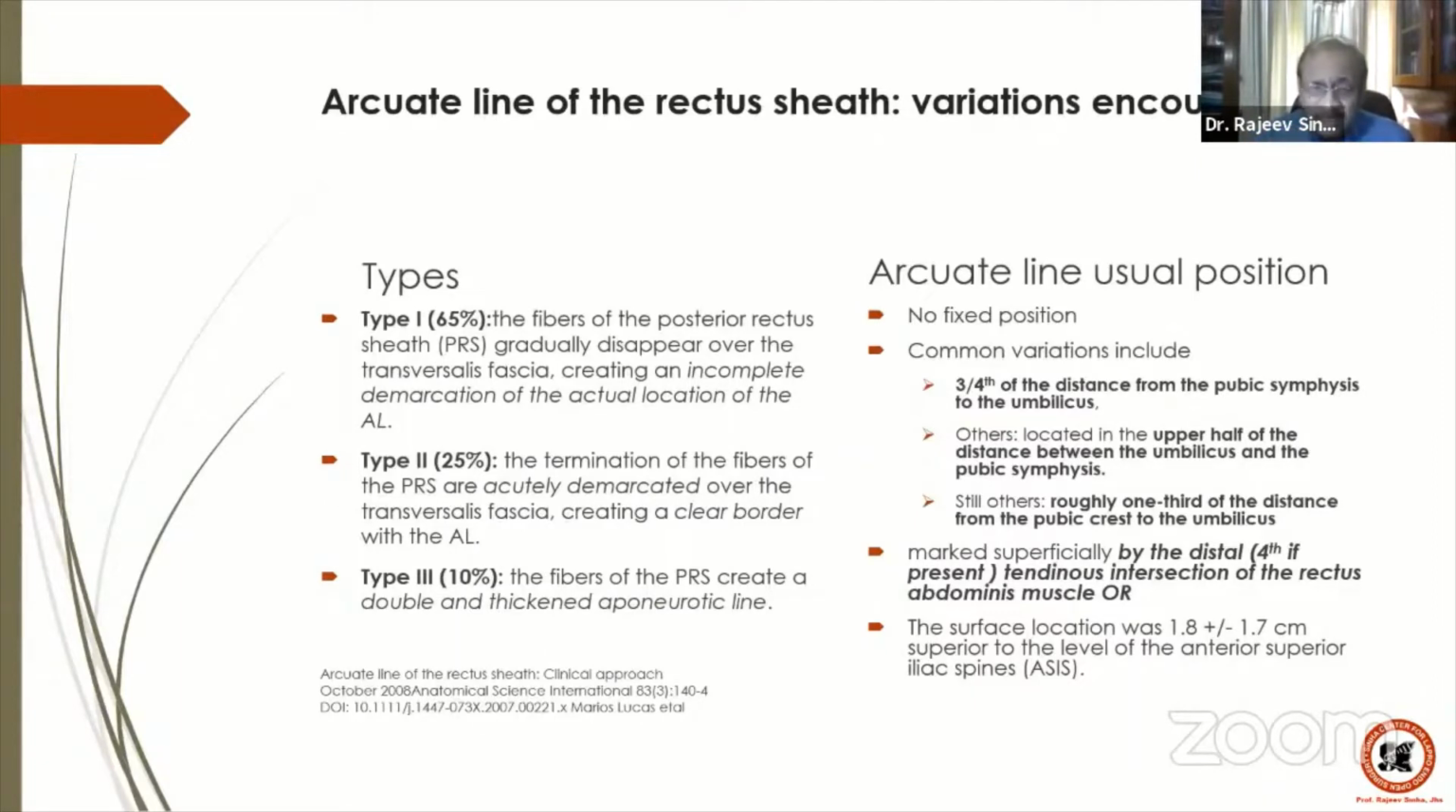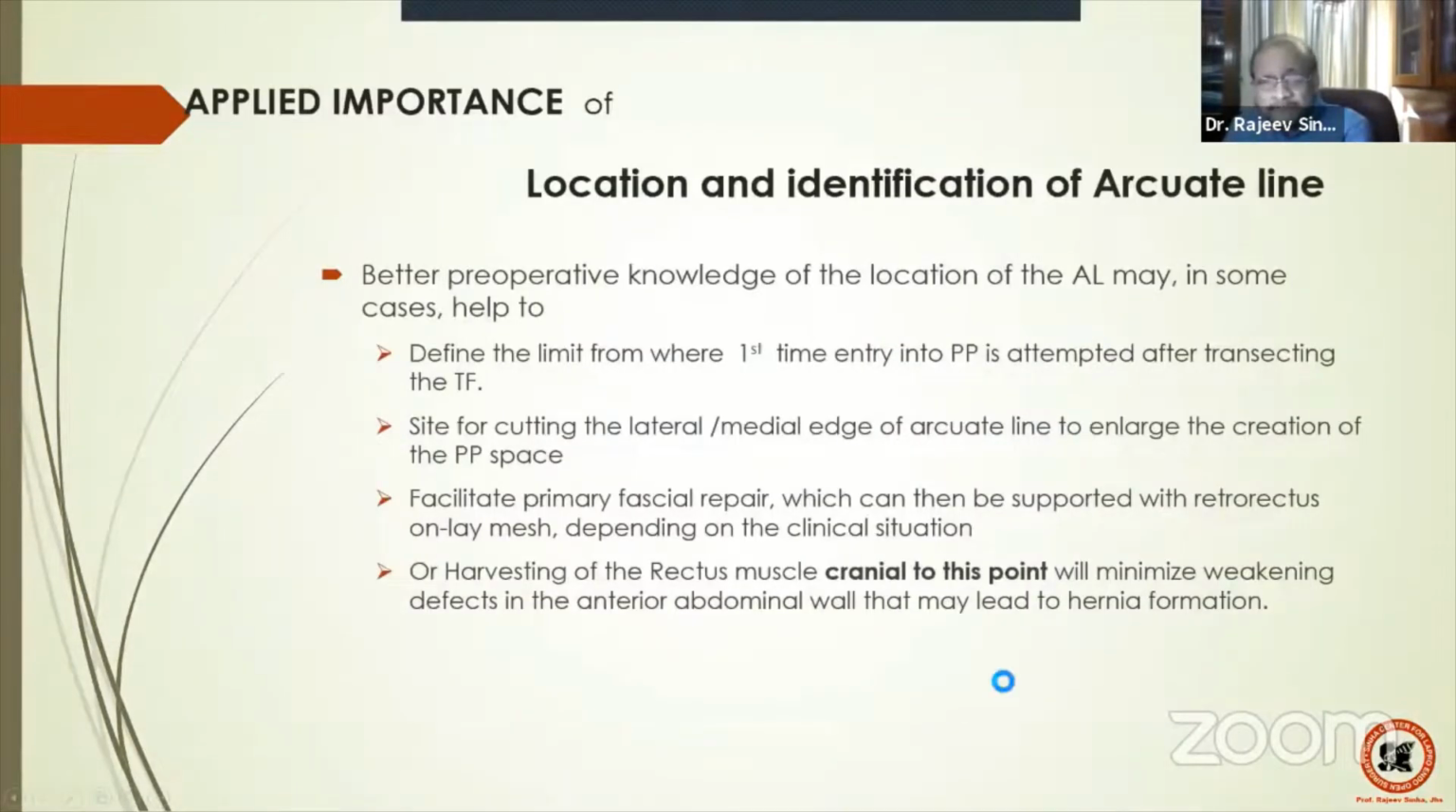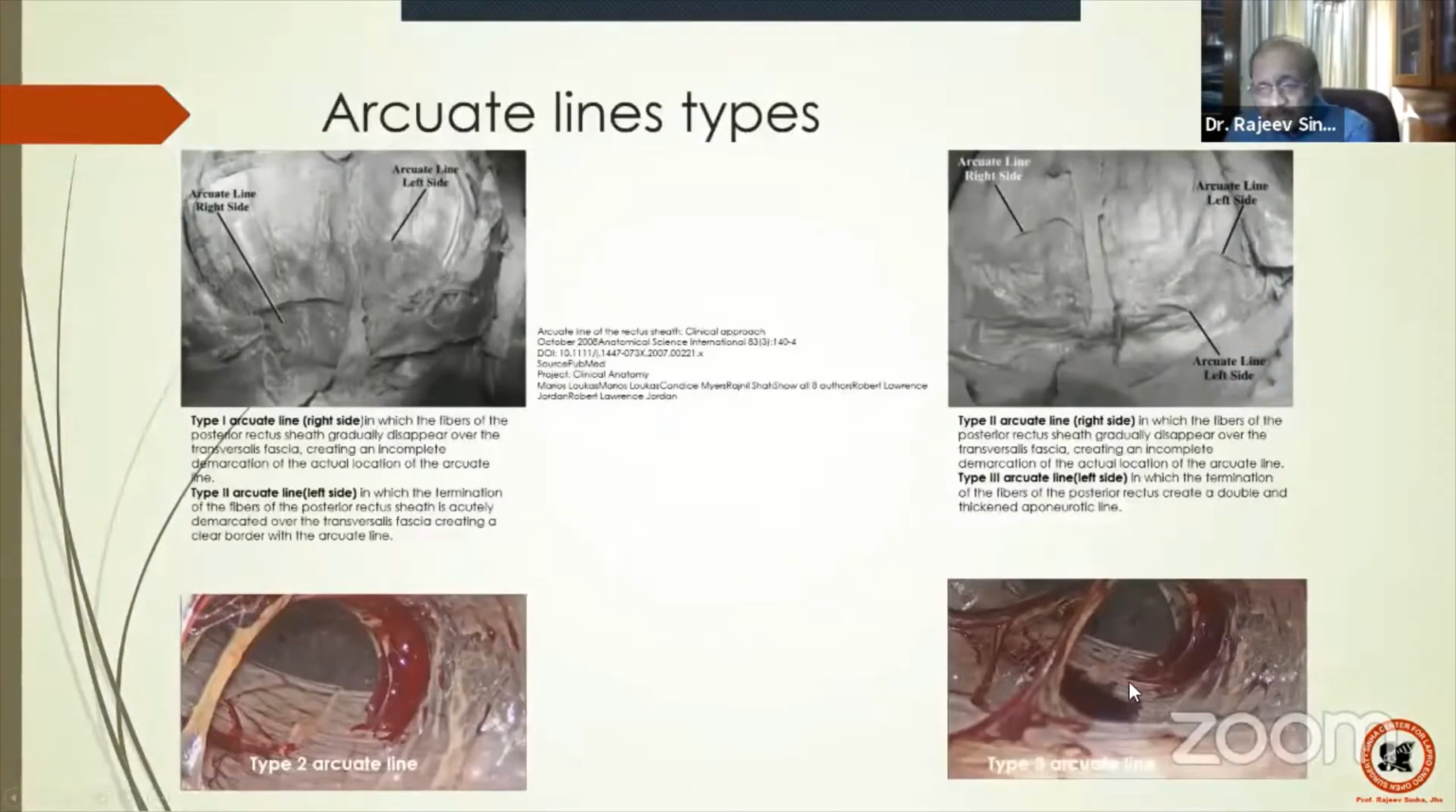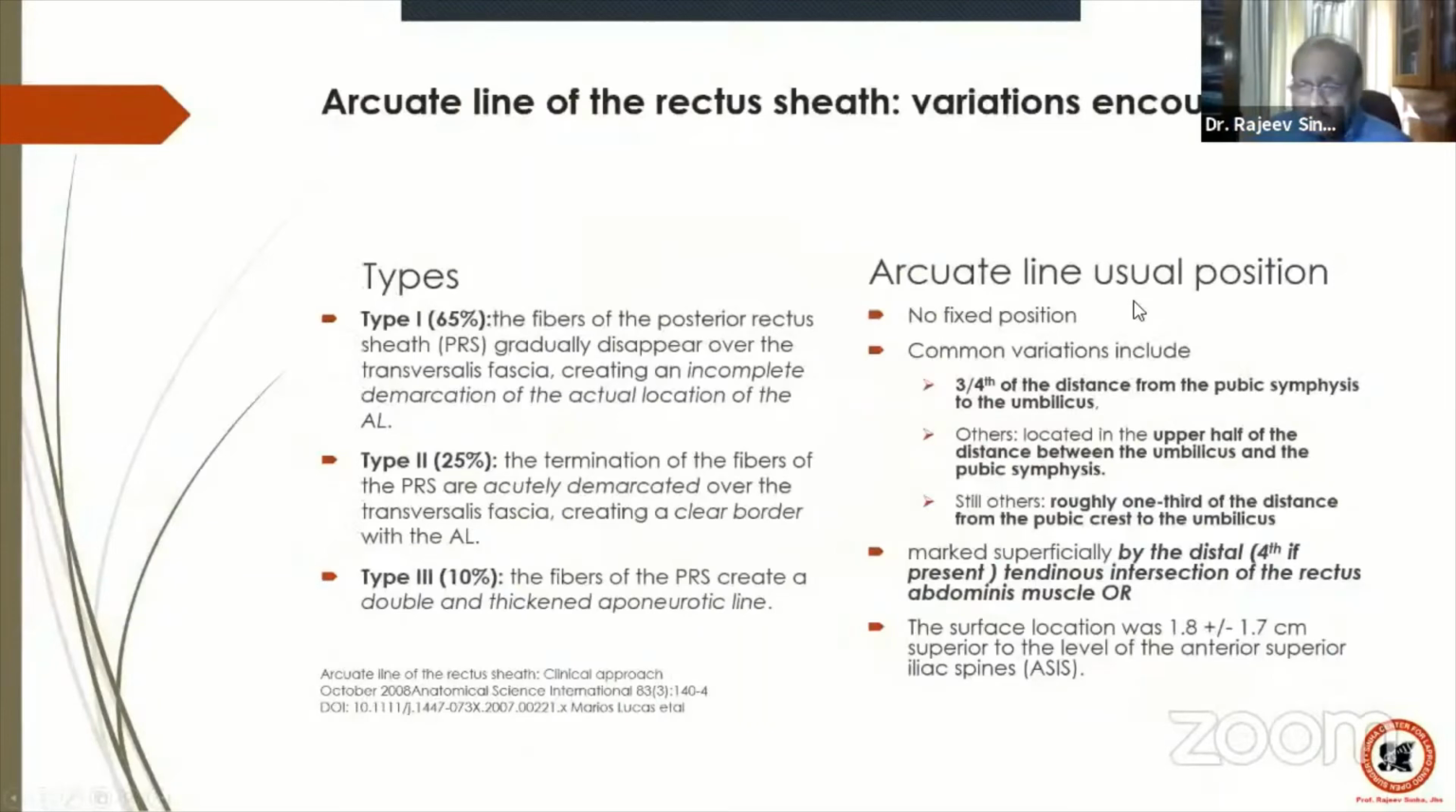10% have a double or thickened aponeurotic line that I just now showed you. This was this one. See the two, right? This is the typical presentation in 10% of cases. So the arcuate line in the usual position. What is the usual position that we just talked about?